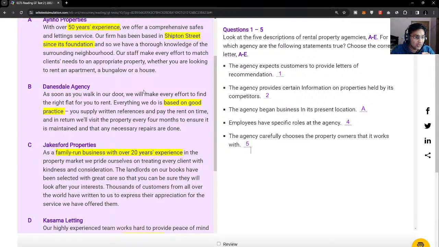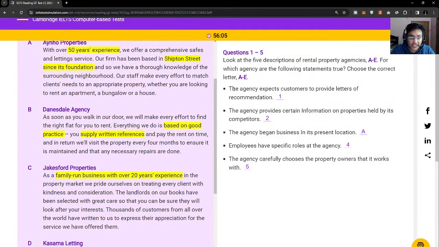As soon as you walk in our door, we'll make every effort to find the right flat for you to rent. Everything we do is based on good practice. You supply written references, okay, and pay the rent on time, and in return we will visit the property every 4 months to ensure it is maintained and that any necessary repairs are done. The agency expects customers to provide letters of recommendation. Now, a letter of recommendation is a copy, it's a document, and hence written reference.